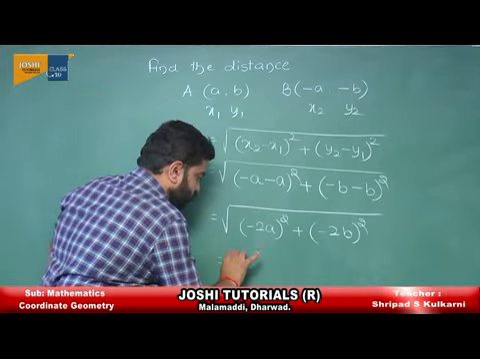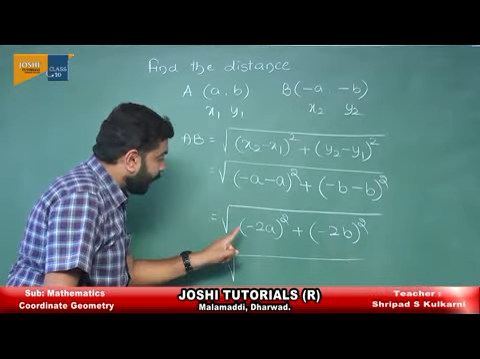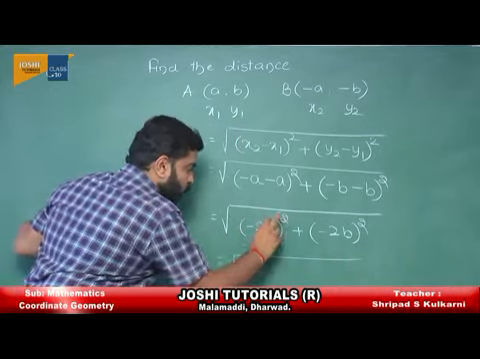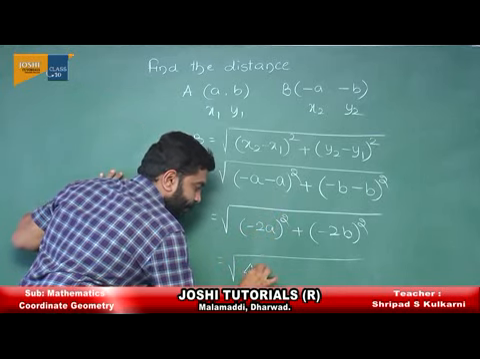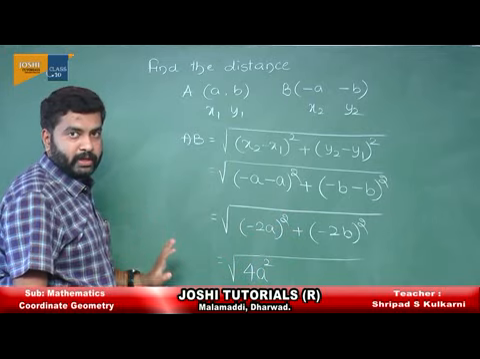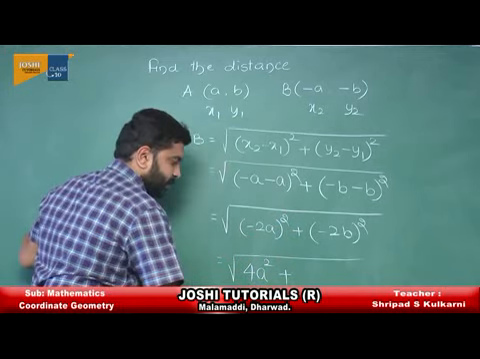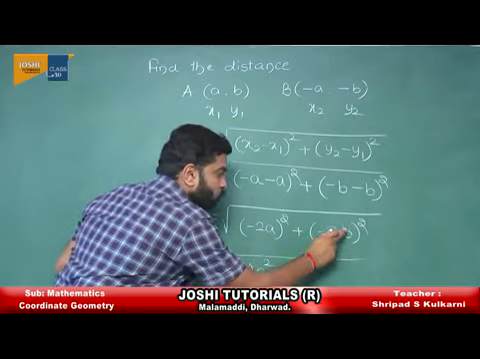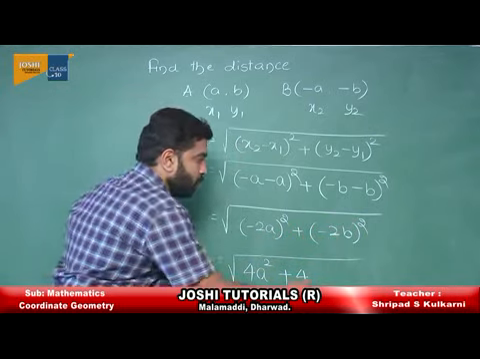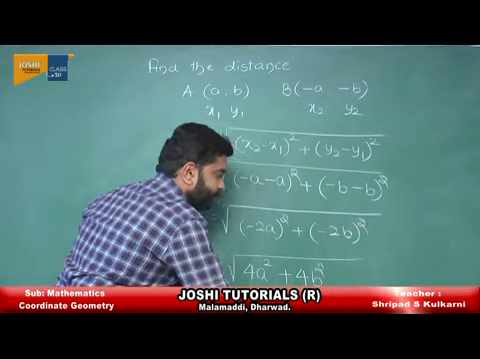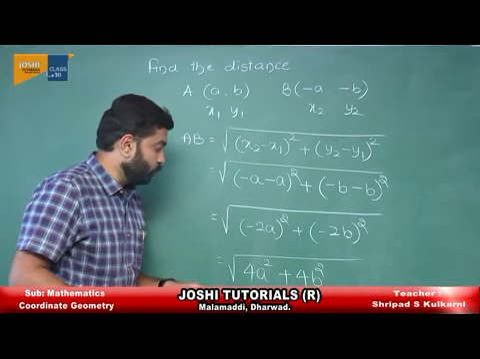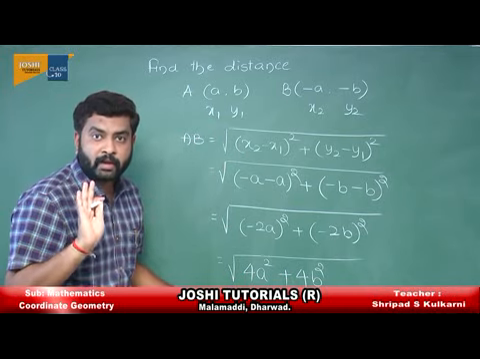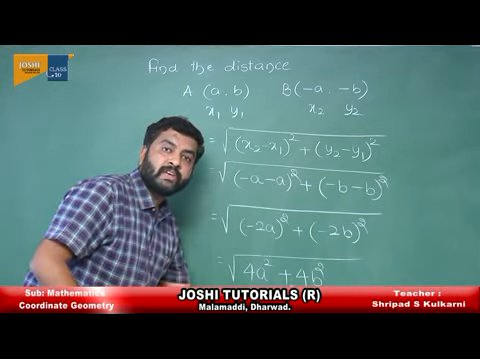Can I write this as square root of, observe this, negative square, minus into minus becomes plus, 2 square, 4a square. Don't get confused here, just look. Plus, again minus squared, minus into minus is plus, 2 square, 4b square. You should not write 8ab or 8a square b square. You cannot write like that because they are unlike terms; we cannot add them.